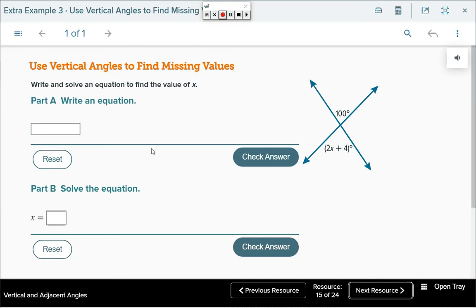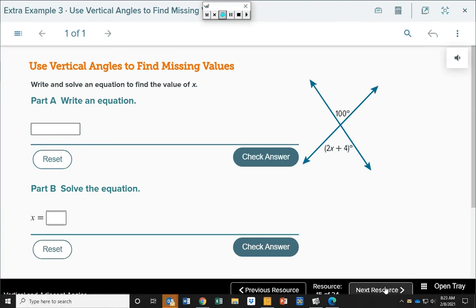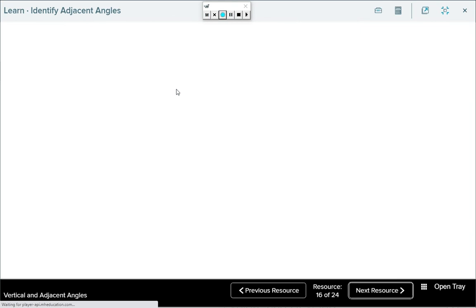Okay, and what did you get when you solved for x? Cade? 48. Because when you plug it in, you're going to get 100 degrees. Okay, does that make sense how we do this? Do we need to do any more examples of this? I think we're good. So let's look at adjacent angles.